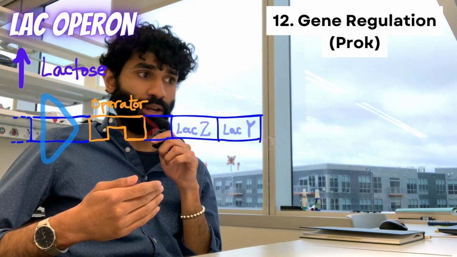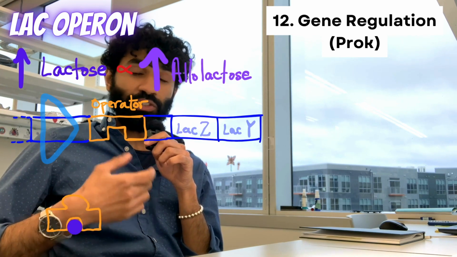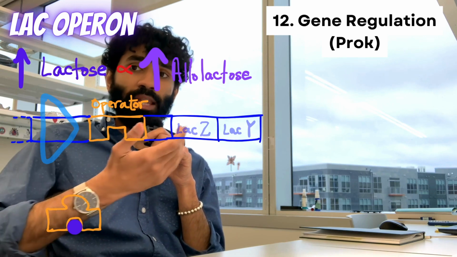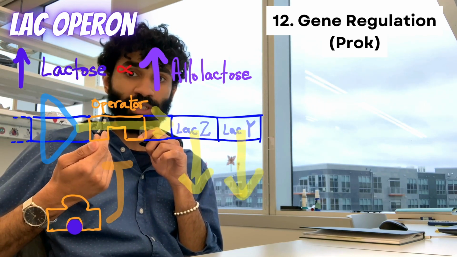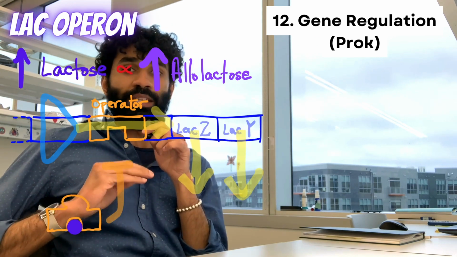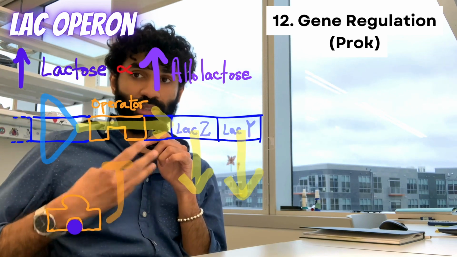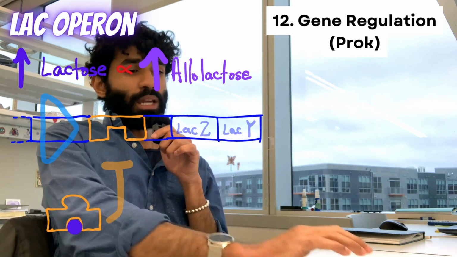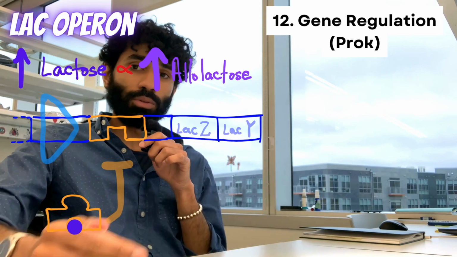In a high lactose scenario, allolactose is high, and it binds to the repressor protein, changes its shape, and it can now no longer bind to the operator. This allows RNA polymerase to bind to the promoter and transcribe lactose metabolism genes, which it will do at a low basal rate. For the genes to be transcribed in larger amounts, you need positive regulation, which is the third scenario. In positive regulation, the third scenario is when you have high lactose and low glucose.